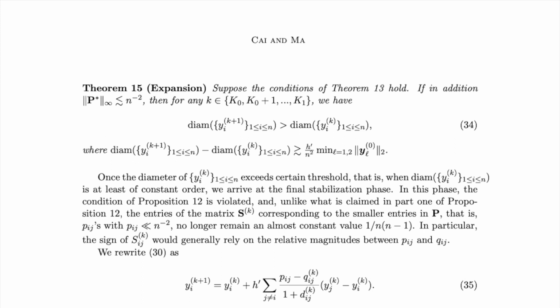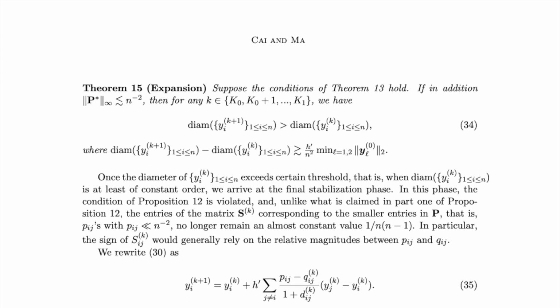Once the diameter of y_i^k, 1 ≤ i ≤ n, exceeds a certain threshold, that is, when diam{y_i^k, 1 ≤ i ≤ n} is at least of constant order, we arrive at the final stabilization phase. In this phase, the condition of Proposition 12 is violated, and unlike what is claimed in part 1 of Proposition 12, the entries of the matrix S^k corresponding to the smaller entries in P, that is, p_ij's with p_ij ≤ n^{-2}, no longer remain an almost constant value of 1/(n-1).